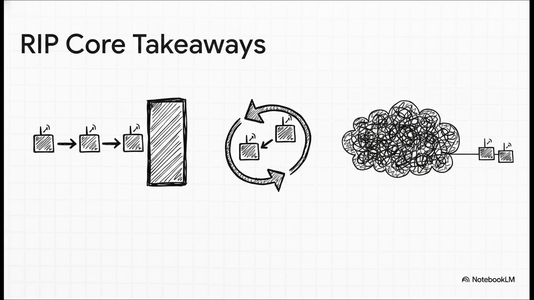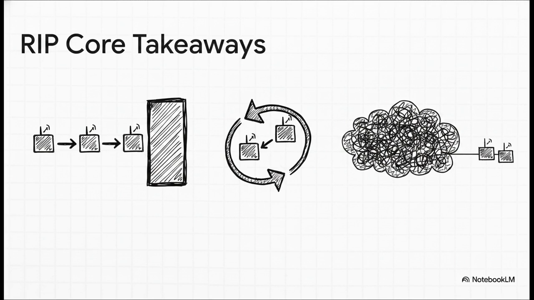Rule 1. The hard 15-hop limit. If your destination is 16 routers away, RIP literally cannot reach it. It is built exclusively for small, flat networks. Rule 2. Its blind hearsay algorithm is heavily flawed. It converges slowly and is naturally prone to those deadly loops, meaning you constantly need split horizon and poisoning just to keep it alive.